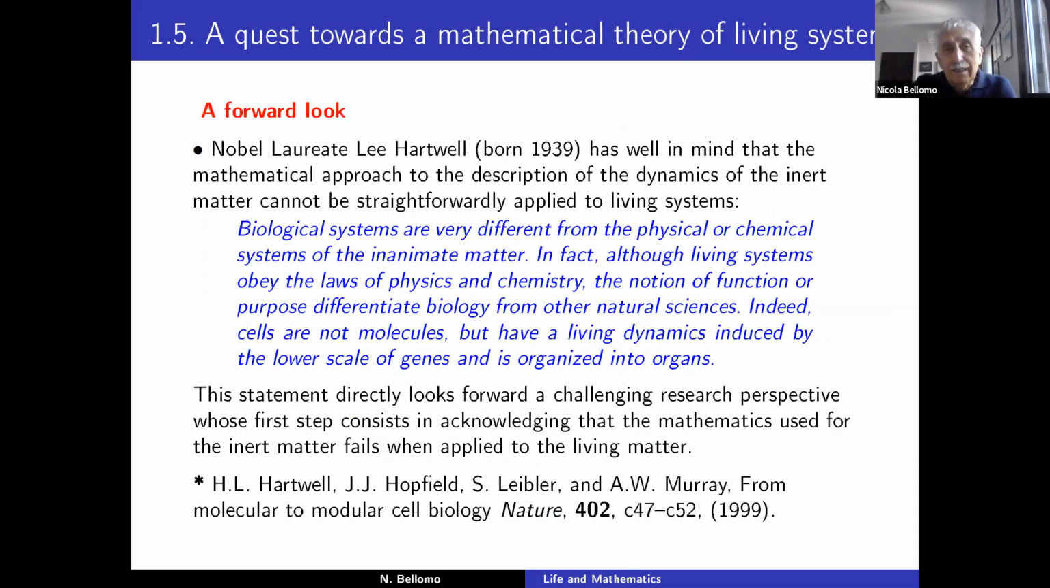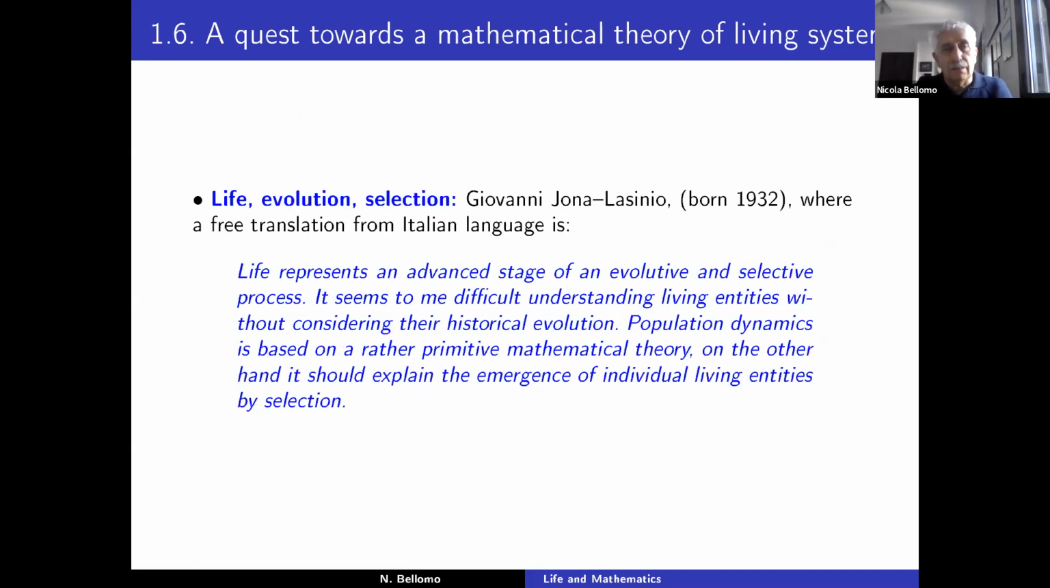Indeed, Lee Hartwell promoted a research activity just before getting the Nobel Prize. He wrote to physicists, mathematicians, and experts in computer sciences, and said, look, biological systems are very different from the physical and chemical systems of the inanimate matter. So living systems need a new theoretical approach, and need, in the end, a new mathematics.